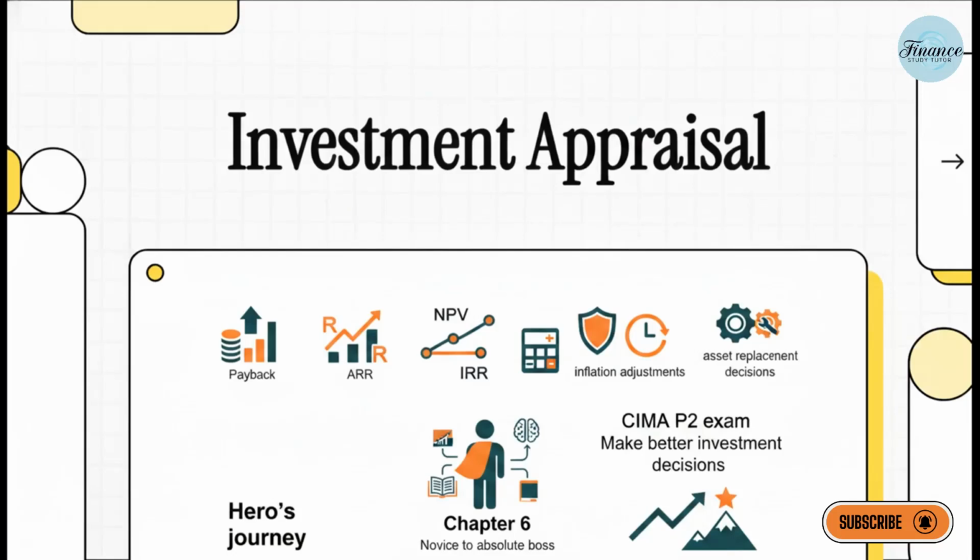In this explainer, you're going to learn exactly how to evaluate investment projects using payback, ARR, NPV, IRR, taxation, inflation adjustments, and asset replacement decisions so you can confidently pass your CIMA P2 exam and make better investment decisions.